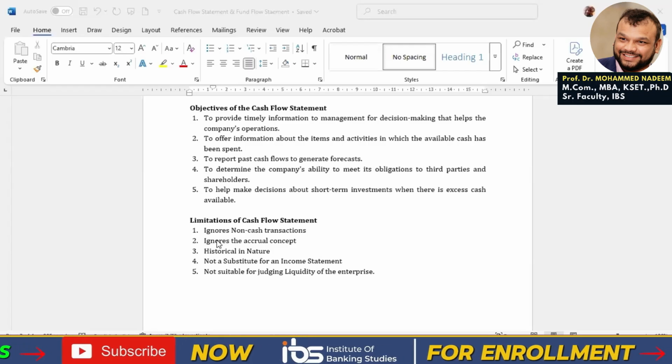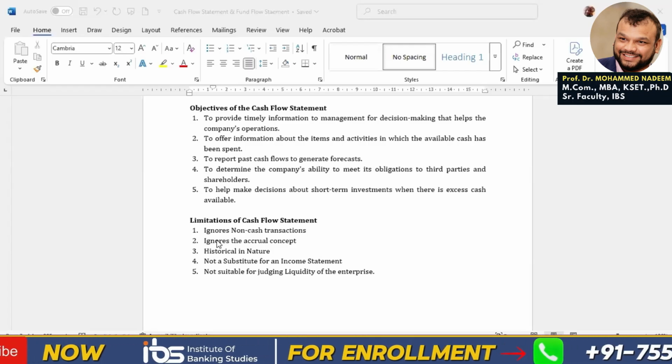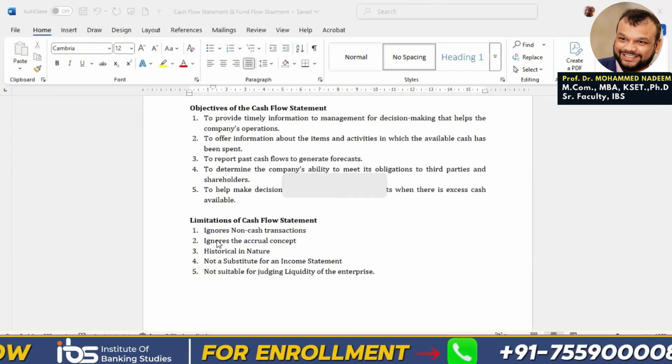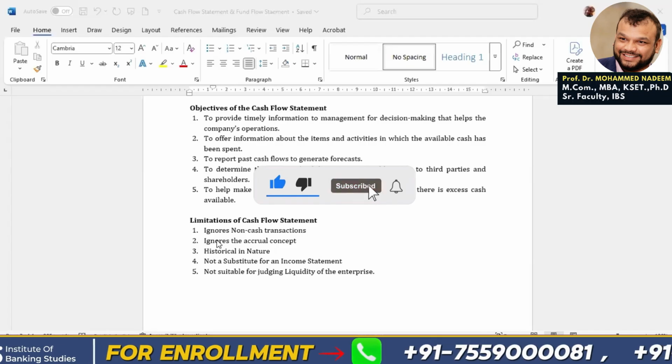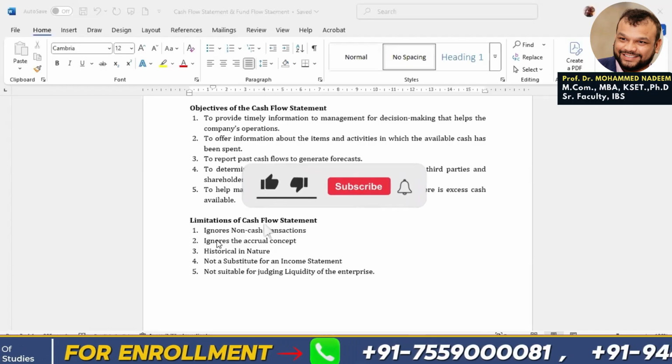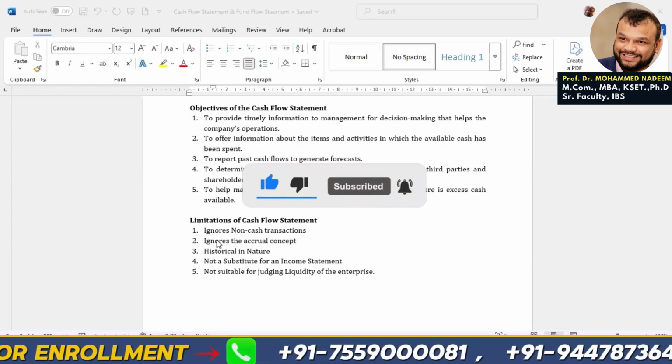Limitation: it ignores non-cash transactions. As I said, it will not consider non-cash transactions. It will take only cash transactions. It ignores the accrual concept, which is coming in the future. That will be ignored completely. If it is there, fine. If it is not there, no need to worry.